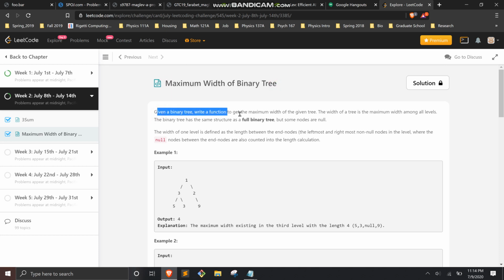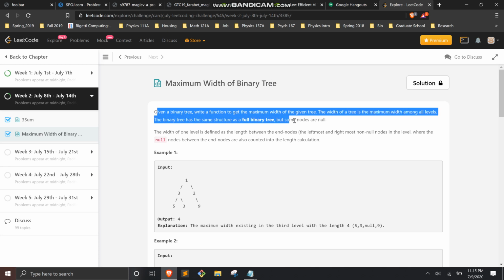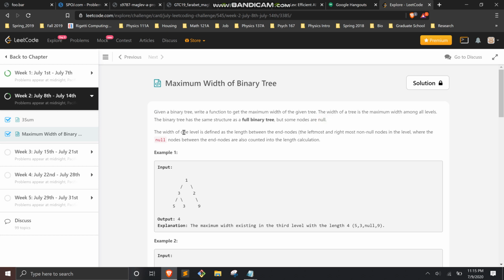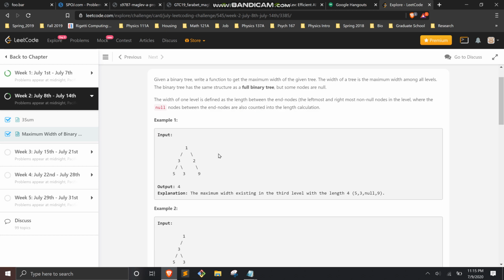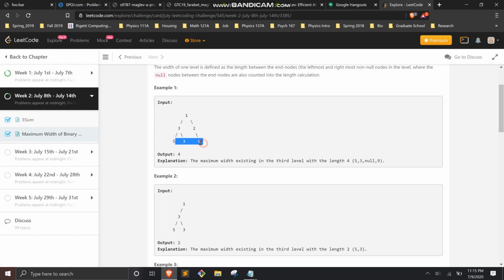Given a binary tree, write a function to get the maximum width of the given tree. The width of a tree is the maximum width among all levels. The binary tree has the same structure as a full binary tree, but some nodes are null. The width of one level is defined as the length between the end nodes, the leftmost and rightmost non-null nodes in the level, where the null nodes between the end nodes are also counted into the length calculation. So the length here is 4. It counts as a null node.